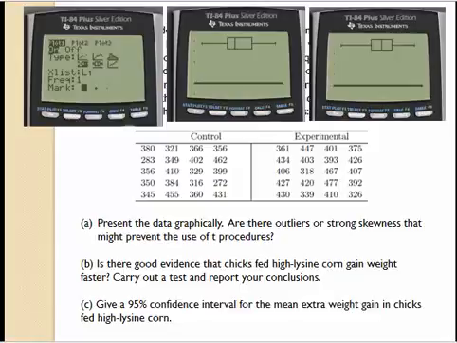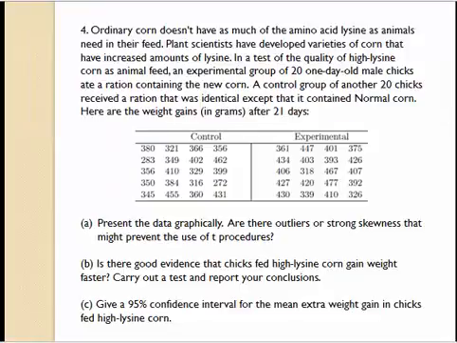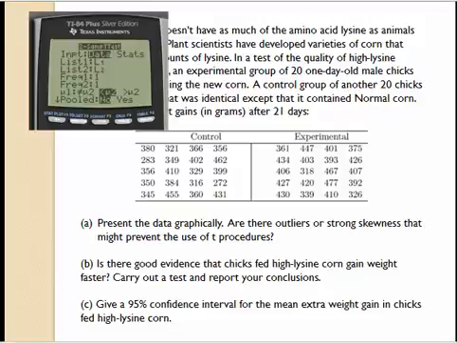Part B, is there good evidence that chicks fed high lysine corn gain weight faster? Carry out a test and report your conclusions. So again, we've already entered the data. So you hit Stat, go over to the test menu, select the two-sample t-test again as on the previous examples, but this time select Data instead of Stats, and you tell it where they are. Okay? So I put the lists in L1 and L2, so I tell it that. Leave the frequencies at 1 unless you're using lists to use large frequencies of numbers, but when you enter the actual data, leave those at 1.